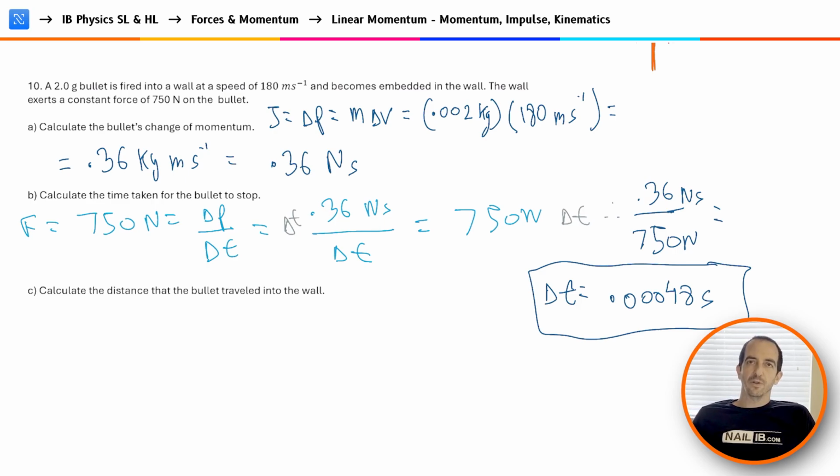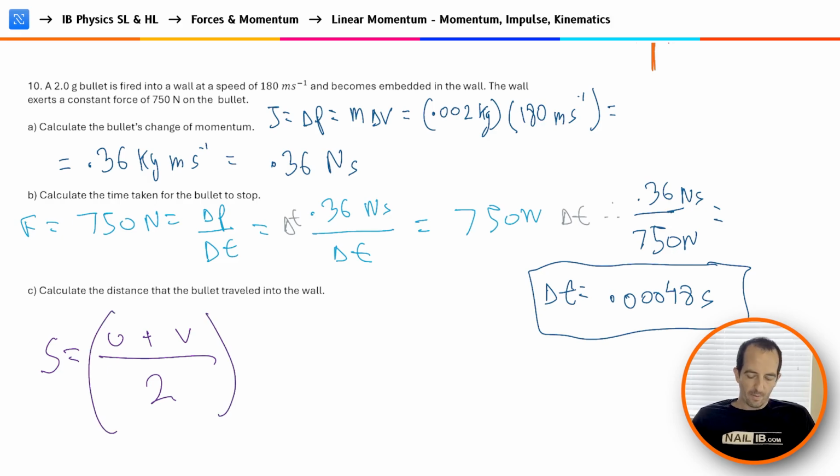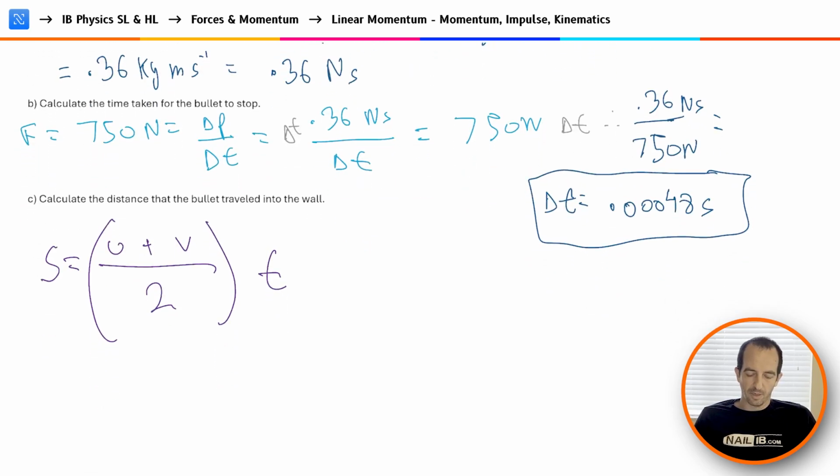Therefore, calculate the distance that the bullet traveled. And now we could use one of the formulas from A1. Namely, distance traveled is equal to u plus v, where these are the start and end velocity, divided by 2, assuming a constant acceleration, which there was here because we had this constant force of 750 newtons applied. So the loss of velocity should be constant. We're multiplying the average velocity times the time. This formula is given to you in the A1 part of the formula guide.